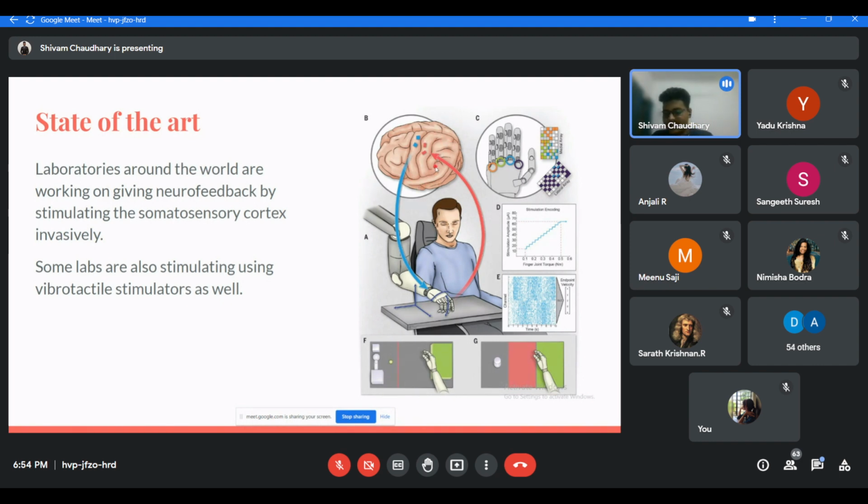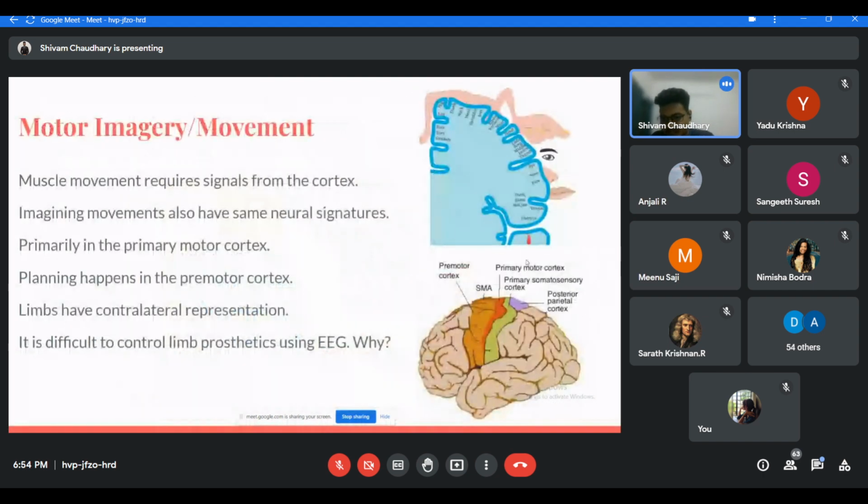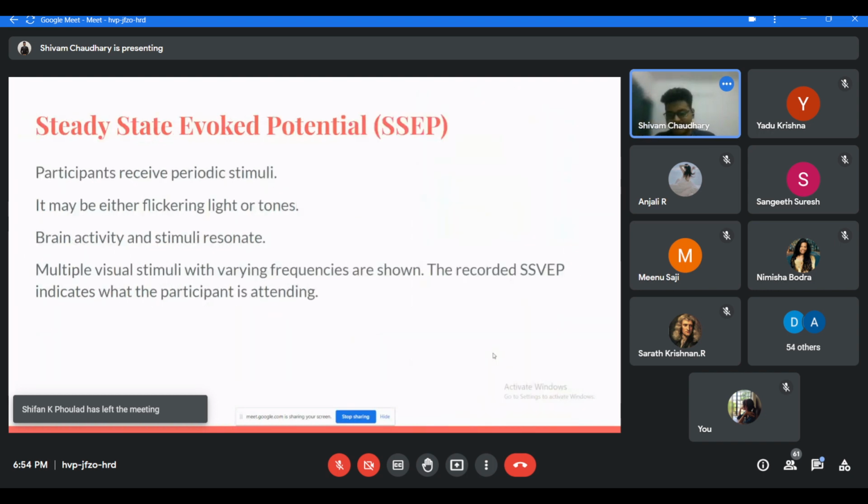Somatosensory cortex lies just behind your motor cortex over here. You see the primary somatosensory cortex. It is right next to your motor cortex, where your motor commands are generated. The somatosensory cortex gives you information about touch. So if I touch something with my fingers, that response goes to my somatosensory cortex.